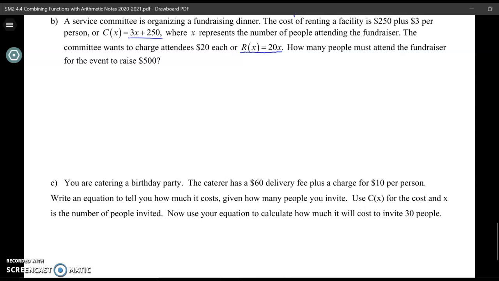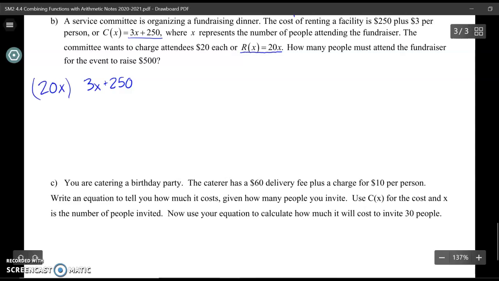So let's start just by thinking about how much money the fundraiser is going to make. We know the fundraiser is going to spend 3x plus 250, right? That is how much money they're going to be out. We also know that they're going to make 20 times the number of people they invite, right? So there are my two functions that I care about. And we're going to take how much money we make, so the revenue, and subtract the cost, right? This is how much it's going to cost to rent the facility. And that's going to be my profit, or the money raised.